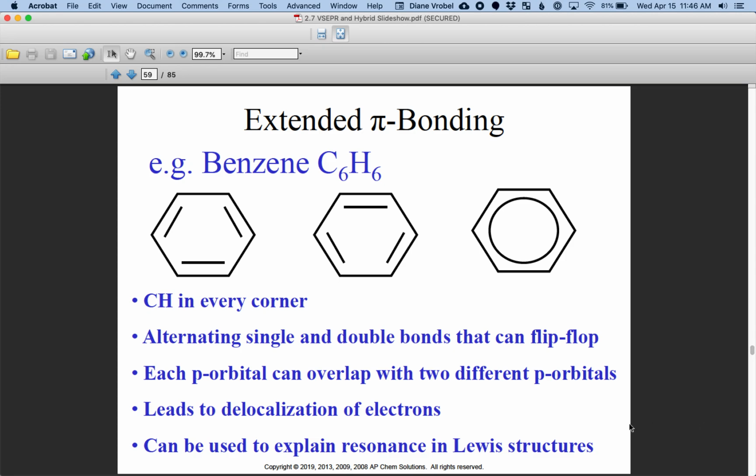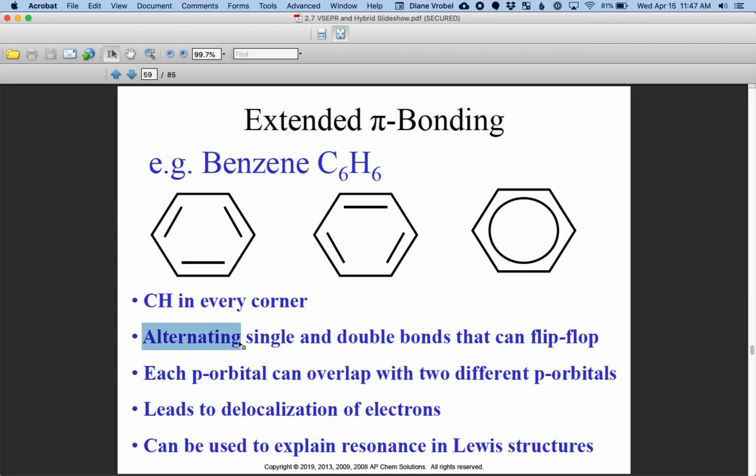Okay. Occasionally AP will throw in some more organic molecules. Here is benzene. Benzene is C₆H₆. So don't worry about the name so much, but AP is very good about giving you formulas. With this structure, it is a ring structure, and notice that you have overlapping pi bonds. You would argue there are little hydrogens that are stuck out of each corner here. These are alternating single and double bonds.